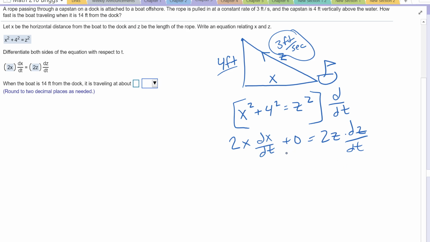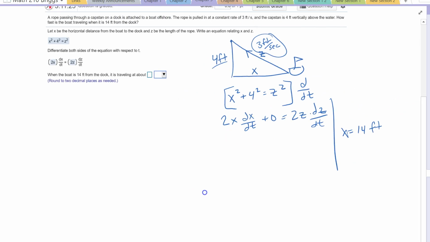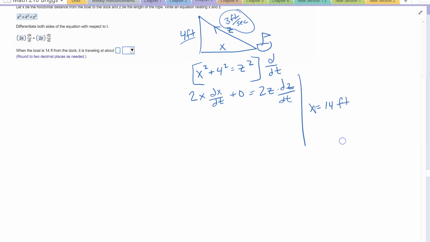When the boat is 14 feet from the dock, how fast is it traveling? So here we're going to evaluate when x is 14 feet. We want to calculate dx over dt. Everything is given here: x is given at 14, and dz over dt is given at 3.